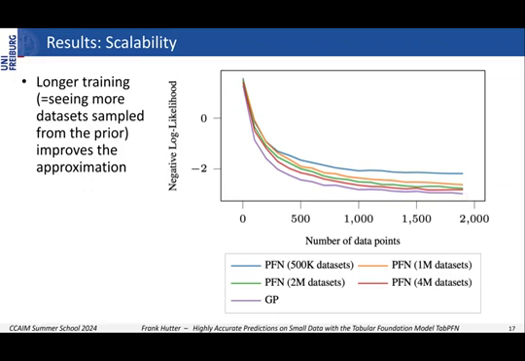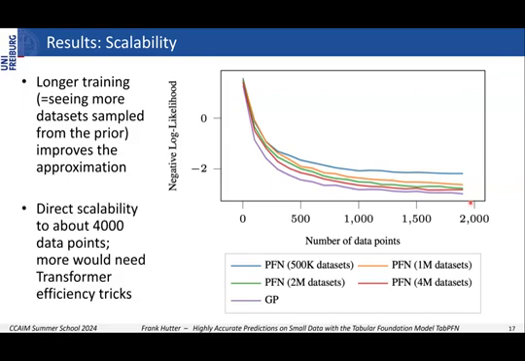And here we see that longer training, so that's training based on more sample data sets from the prior. This is trained on 500,000 data sets, 1 million data sets, 2 million data sets, 4 million data sets. So it keeps getting better and closer to the true Gaussian process. And also the number of data points, that's the number of data points you have seen, the number of the blue points. If you've seen a lot of blue points, then you get more and more certain about the function. The true posterior GP does, and so does a PFN.